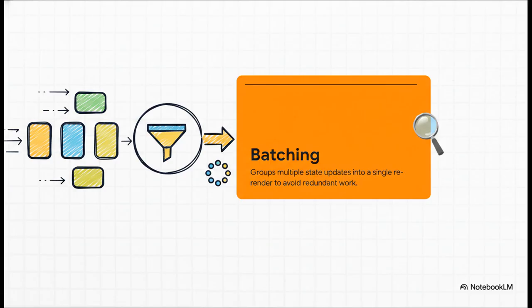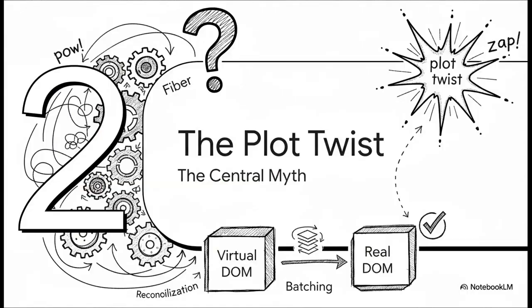And finally, we have batching. So if you set state 5 times in a row, React is smart enough not to re-render the screen 5 times. It just doesn't. It groups them all together, or batches them, and does one single efficient update. Okay, so we've got our lineup: the virtual DOM blueprint, the reconciliation diffing process, the pausable fiber engine, and smart patching. With all that in our heads, we can finally go back and confront that big myth.